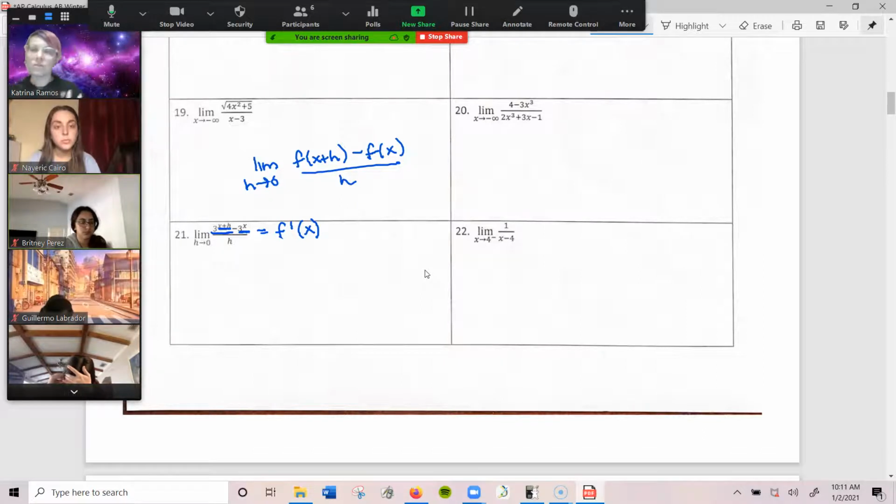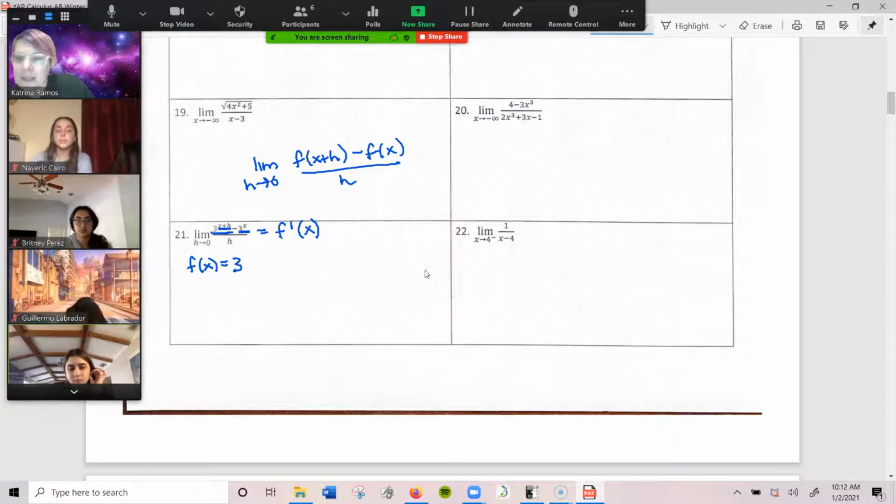So what you have to do with these kinds of questions is identify what f of x is in that limit. Do you know what it would be? No? Yeah, 3 to the x, exactly. So Brittany, does that kind of make sense?